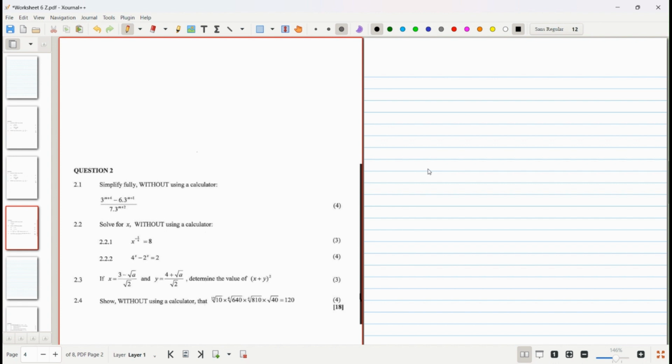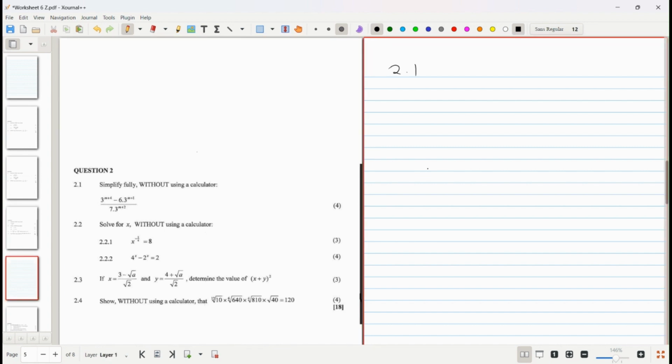So, we are given question 2 here, where we are asked to simplify fully without using a calculator. If we check here, we have an expression which is a fraction. In order for us to simplify this fully, we need to make sure that we find the common factor on our numerator and also on our denominator so that we can simplify this fraction fully.